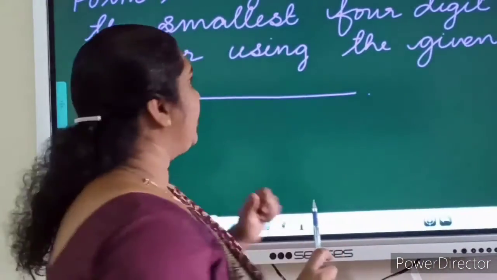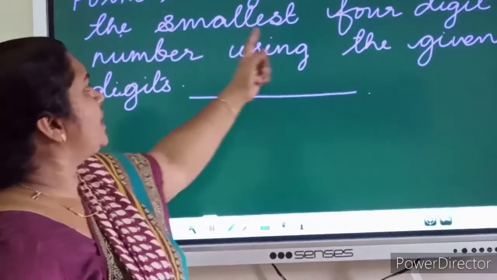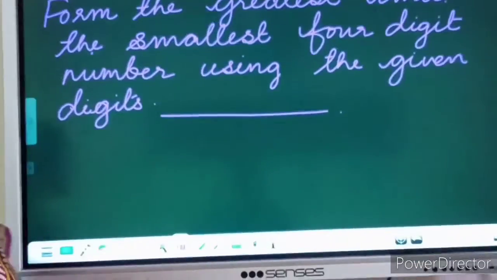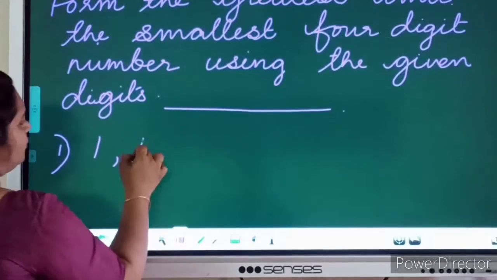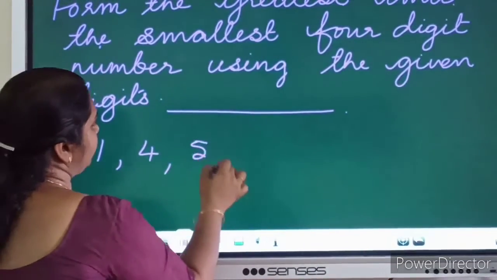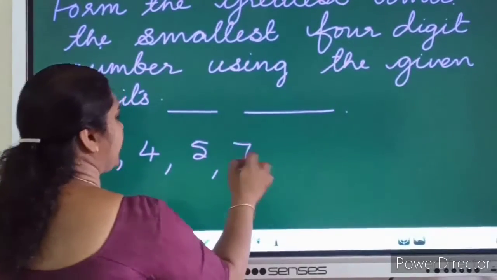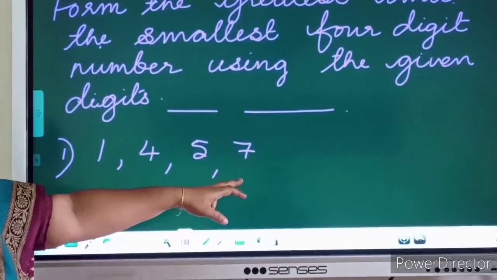So directly we are moving to the question. Form the greatest and the smallest 4-digit number using the given digits. So test number 1, I write here 1, 4, 5, 6. Oh sorry, another number 7. 4 digits are given here.